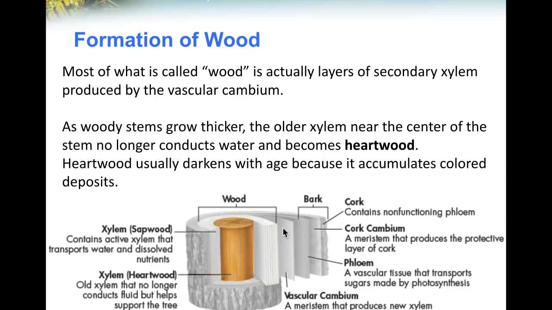And on the outside, the vascular cambium, and then we have the phloem, and that includes all of the bark together, which includes the cork cambium and the cork. So the vascular cambium is a meristem that produces new xylem and phloem, increasing stem width. The phloem is a vascular tissue that transports sugar made by photosynthesis. And cork cambium is a meristem that produces the protective layer of cork. And then the cork contains non-functioning phloem.